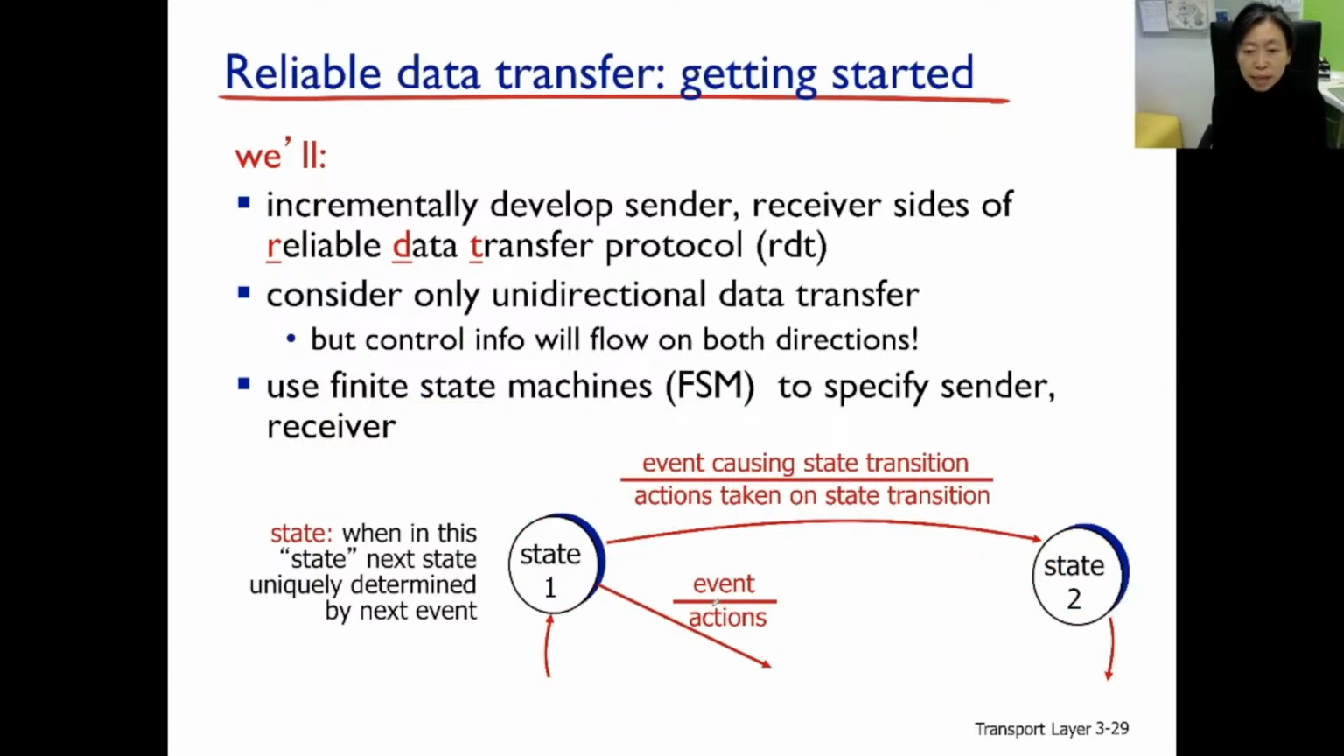Oh, there's one more thing I neglected to mention. We only consider unidirectional data transfer. What I meant is that from one machine to another machine, data is going one way and there's no data coming back. The receiver might send feedback back, and those are called the control info. Control info can go both ways, but data only goes from the sender to the receiver.